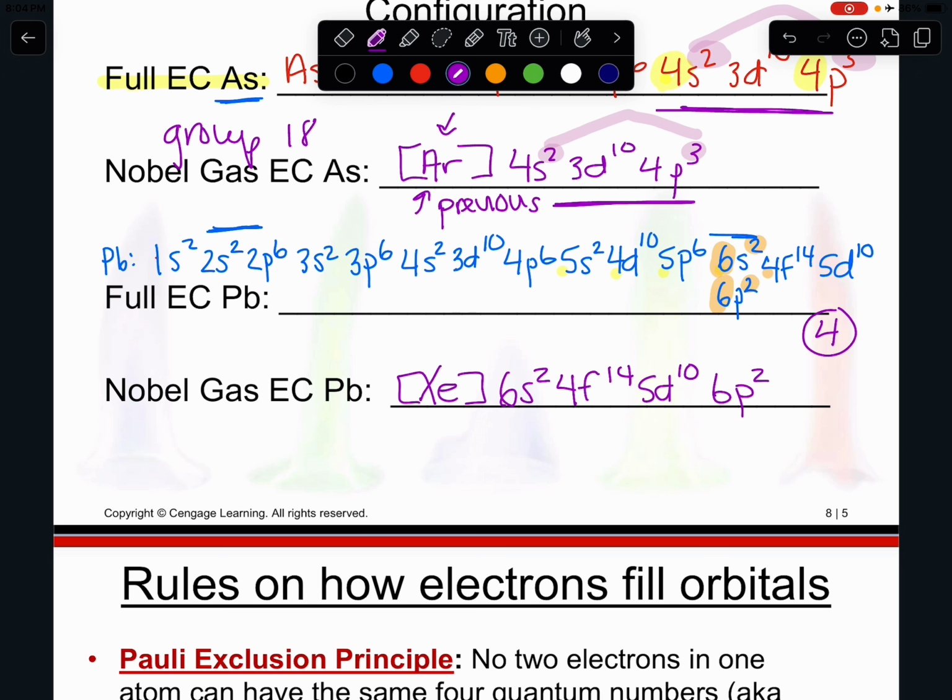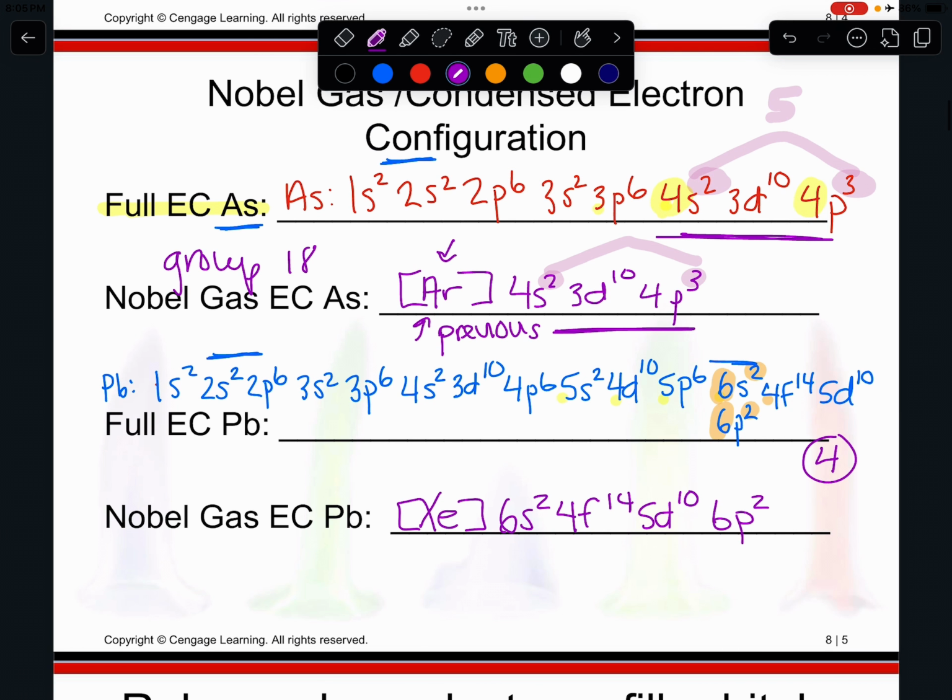Okay. Now, another tip here, when you're doing electron configuration, you can add up all the exponents and you will get the atomic number of the element you're working with. So it's nice to be able to check at the very end to make sure you didn't forget any of the numbers. So if you added all these exponents up for arsenic, you would get 33, I believe, is arsenic's atomic number.